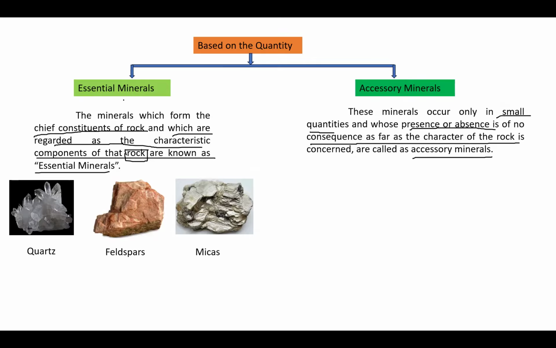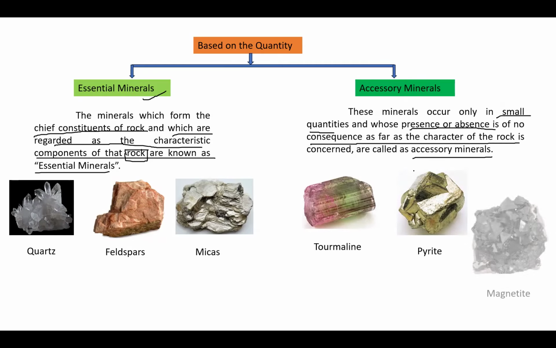Whereas essential minerals, the name itself, essential, means very important. They are the chief constituents of the particular rock. Whereas for accessory minerals, their presence or absence has not that much impact on the rock. What are the examples? Tourmaline, pyrite, and magnetite. Remember, tourmaline will supply some boron.